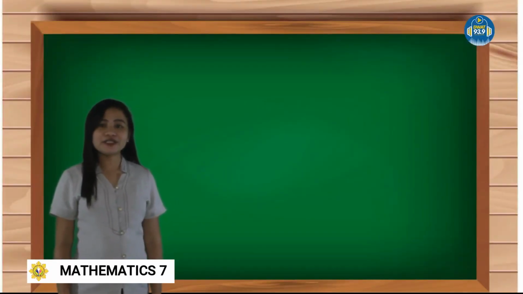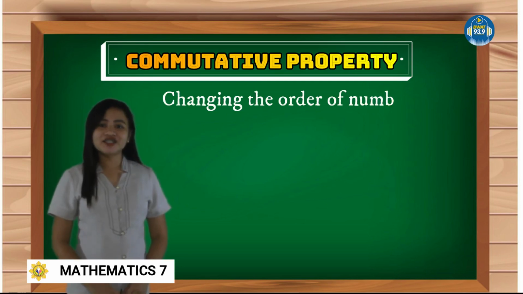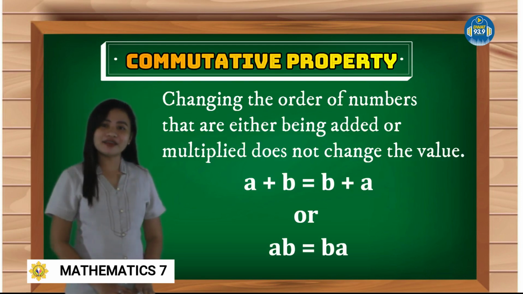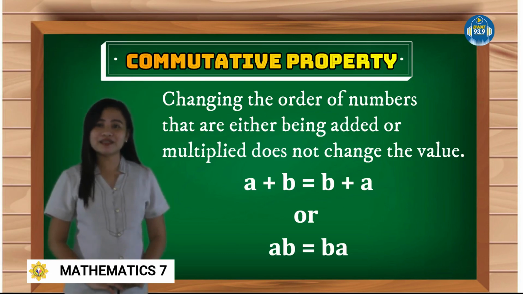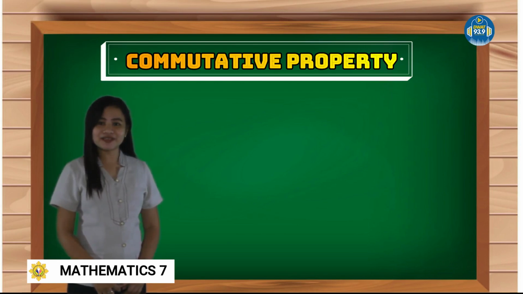The second property is the commutative property, and it states that changing the order of numbers that are either being added or multiplied does not change the value. That is, a plus b is equal to b plus a, or a times b is equal to b times a. This property is applicable to both addition and multiplication. Let's take a look at the examples.